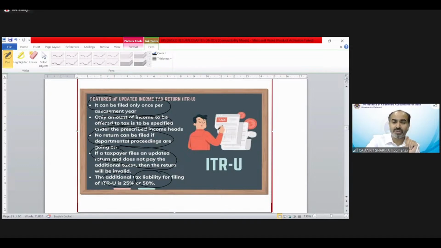So the time duration was 2 years. Within the first year, the additional tax liability would be 25%. And in the second year, if you file the updated return, the additional tax liability would be 50%. So whatever extra tax you are paying, say you decided to pay 10,000 rupees extra. You are declaring extra income in the updated return, and the tax is increased. Extra tax you are going to pay is 10,000 on that income. So with this tax of 10,000, you have to pay an extra 25% additional tax or even 50% additional tax.